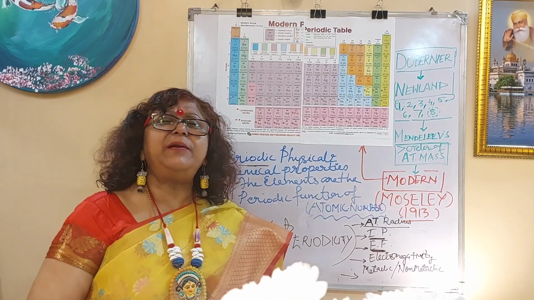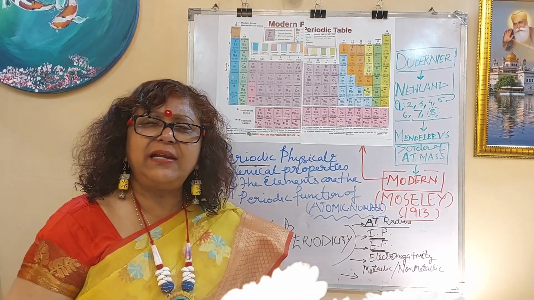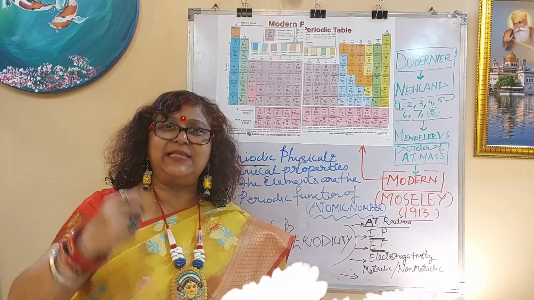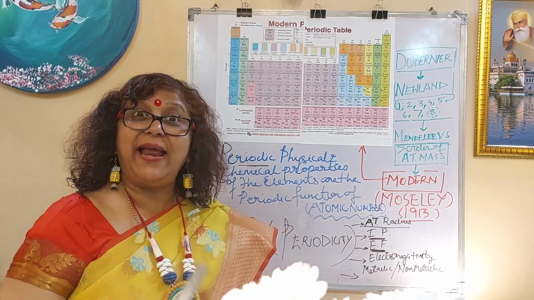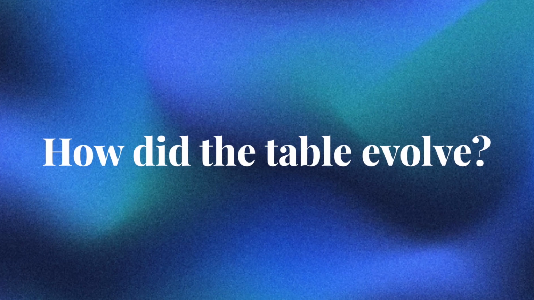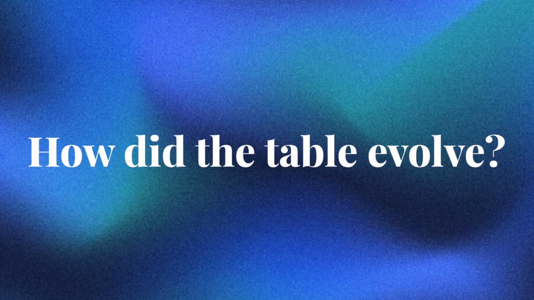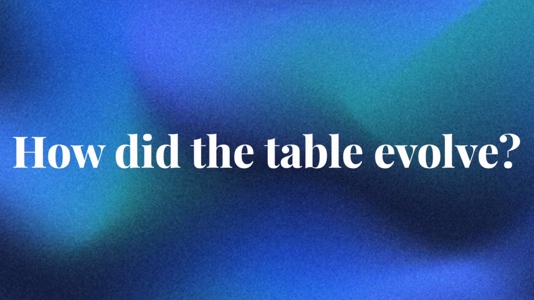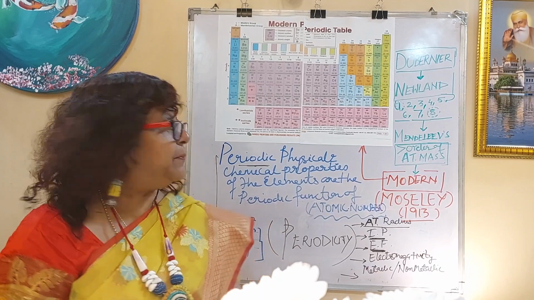This periodic table did not come in one day. It started with evolution, like man has evolved, Homo sapiens, right? Like that, the table has also evolved. How has it evolved? Who were the pioneer scientists who played their role in the evolution of the periodic table?